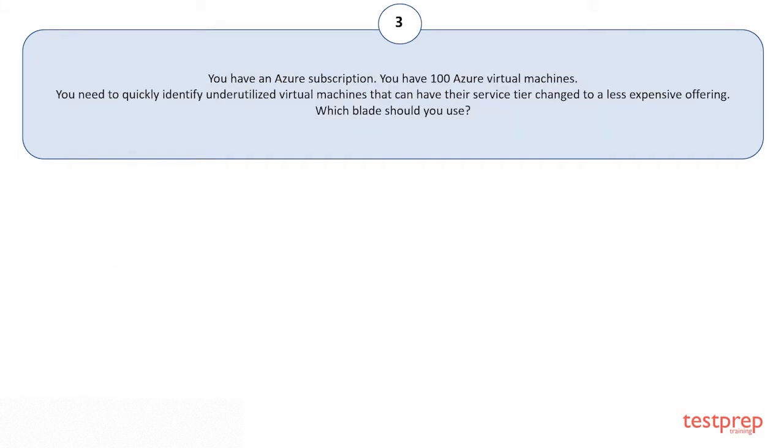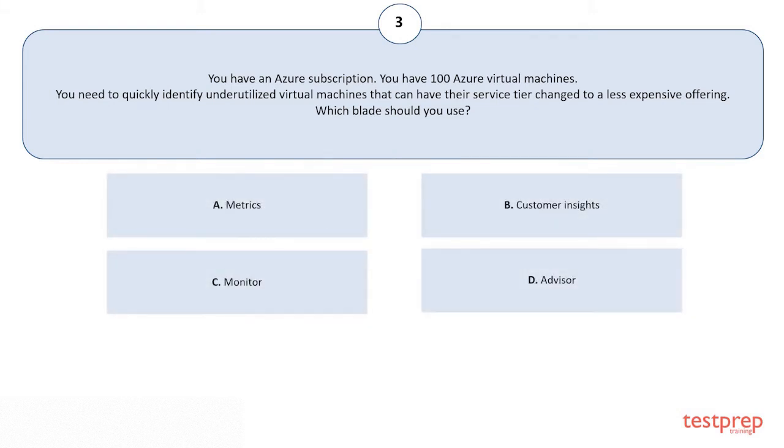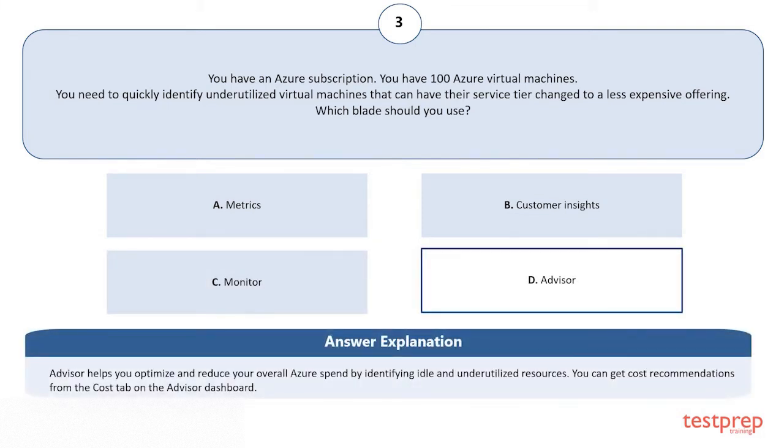You have an Azure subscription. You have 100 Azure virtual machines. You need to quickly identify underutilized virtual machines that can have their service tier changed to a less expensive offering. Which blade should you use? Your options are: A. Metrics, B. Customer Insights, C. Monitor, D. Advisor. The correct answer is option D. And, here's the explanation of the answer.